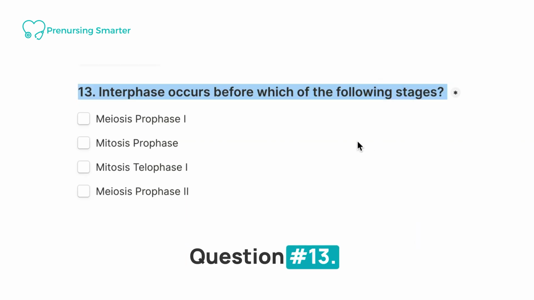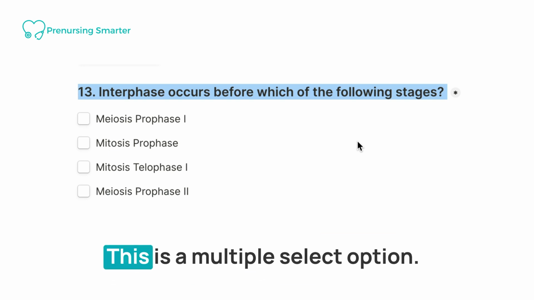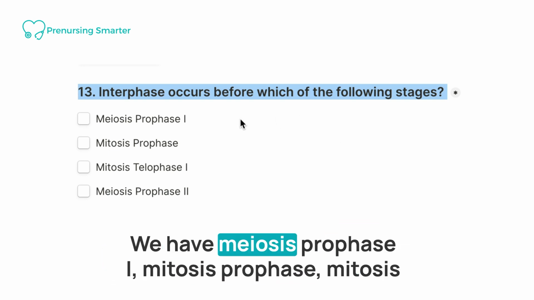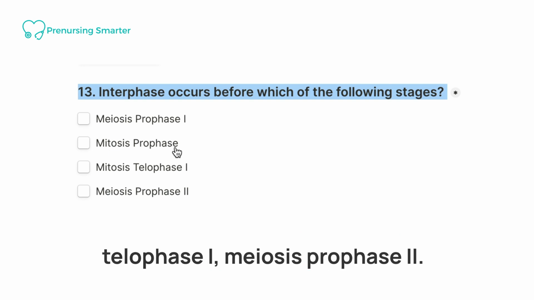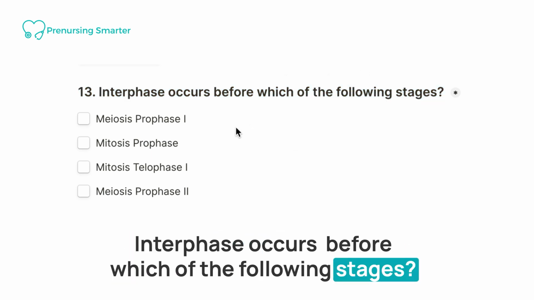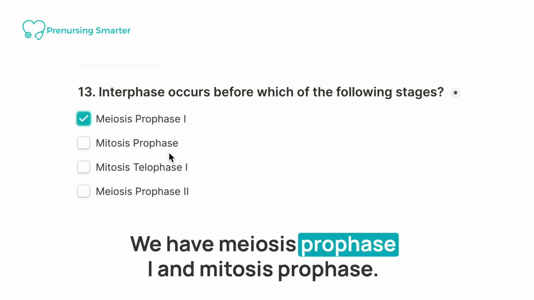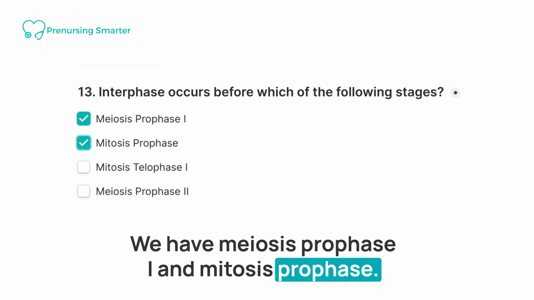Question 13. Interphase occurs before which of the following stages? This is a multiple select option. We have meiosis prophase 1, mitosis prophase, mitosis telophase 1, meiosis prophase 2. Interphase occurs before which of the following stages? We have meiosis prophase 1 and mitosis prophase.